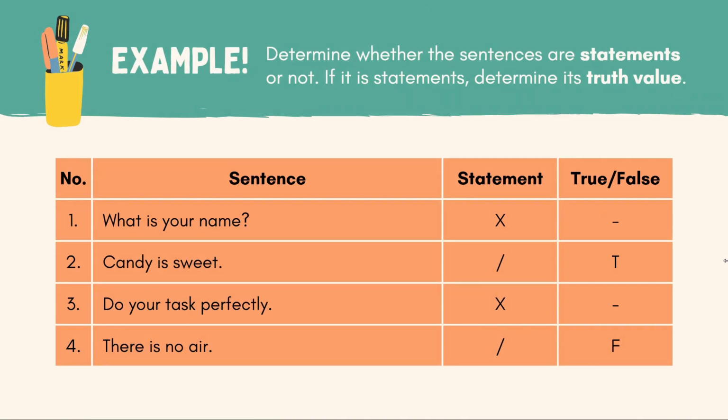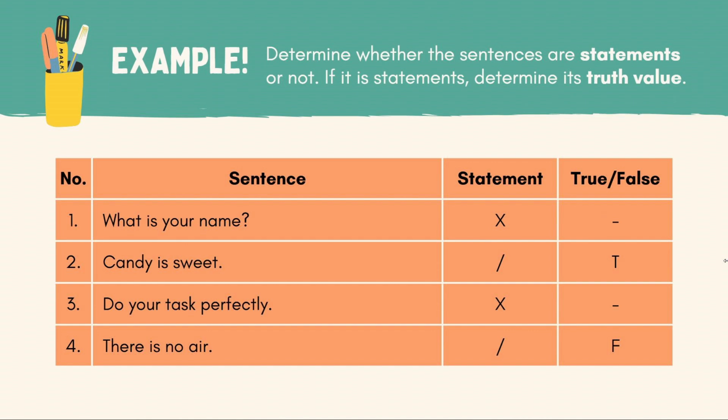So let's look at this example. We can determine whether the sentences are statements or not. If it is a statement, we can determine its truth value. Sentence number 1. What is your name? We can see this sentence is not a statement because it is a question sentence, which means we cannot say or know the truth value, either true or false.